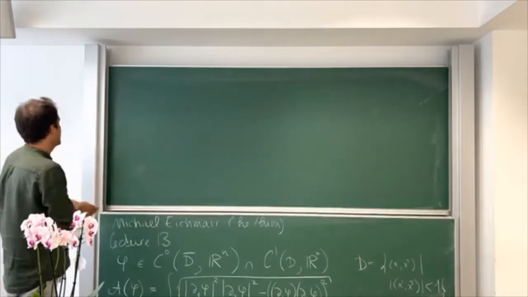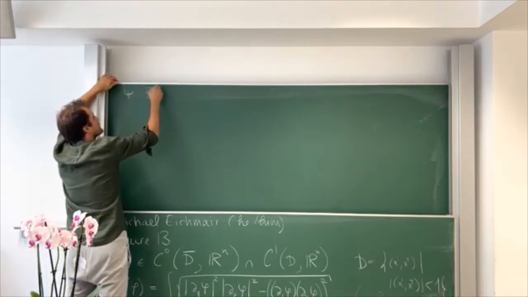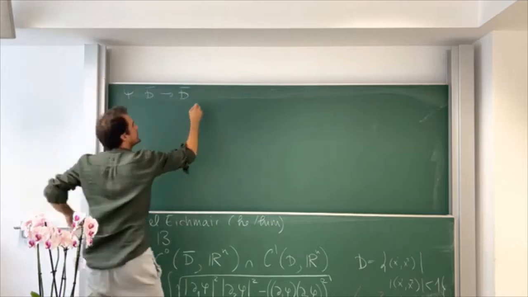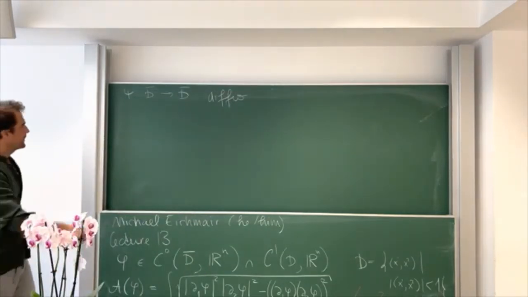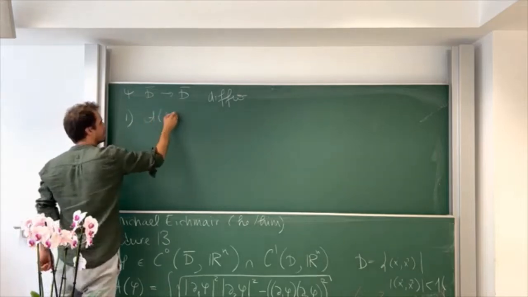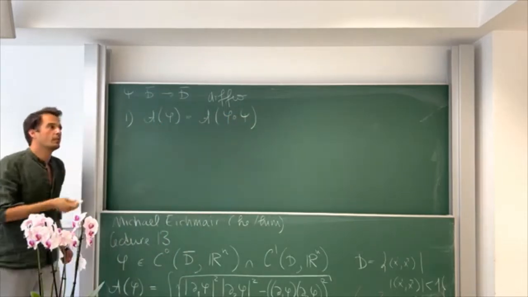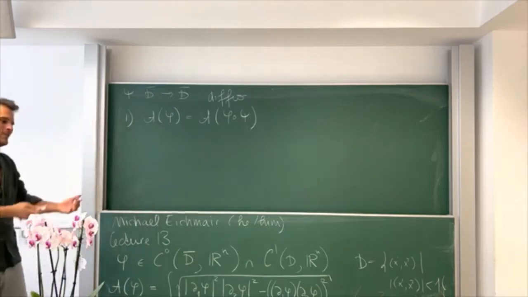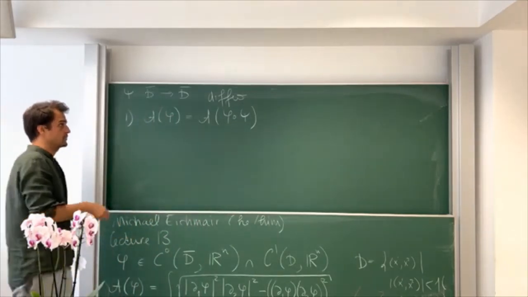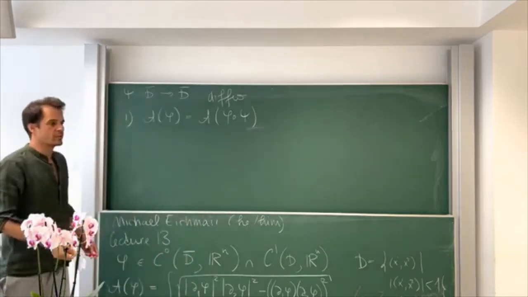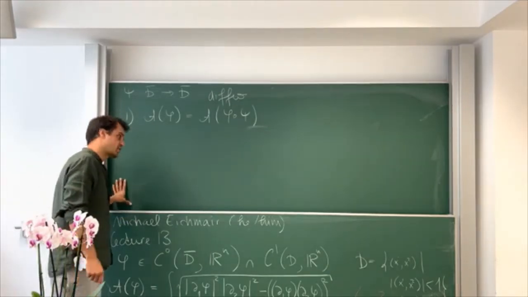Something that is important to observe is that suppose I have a diffeomorphism psi from the closed unit disk to itself, smooth with smooth inverse. Then the area of phi is equal to the area of phi following psi. So if I precompose, if I reparametrize, and if it's an immersion you would call phi following psi a reparametrization of that immersion. It's just an invariance by precomposition with this diffeomorphism, and the area is invariant under such precomposition. It's just the change of variables formula.